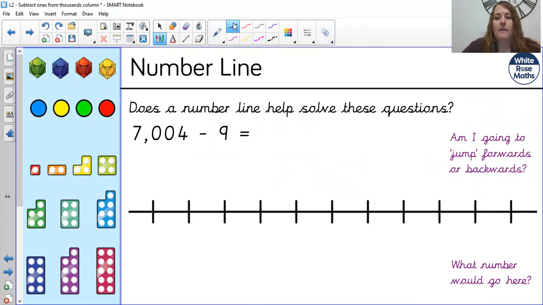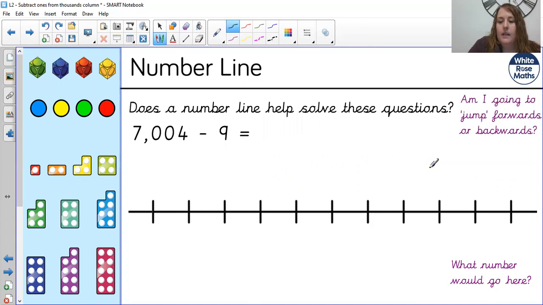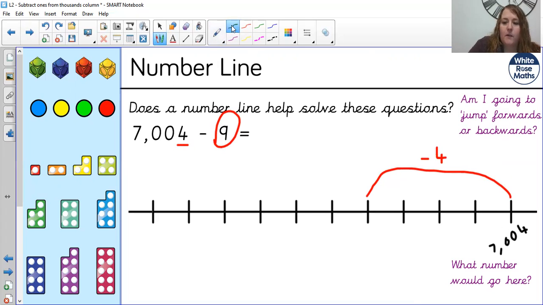Okay, another one then for you. 7,004, and we're going to be taking away 9. So let's pop my 7,004 on my number line. I know I need to take away or subtract 9 in total, but I'm going to start with subtracting 4. 1, 2, 3, 4. And I know that 7,004 take away 4 is 7,000. That's quite simple to do in my head. Then I need to take away 9 in total. So I've already taken away 4. So I now need to take away 5 because 5 add 4 is my 9.